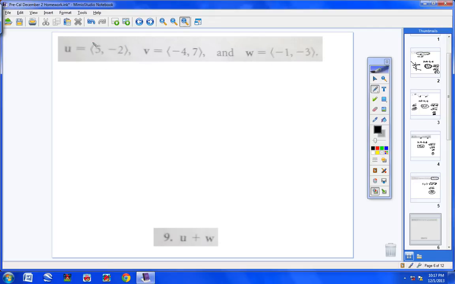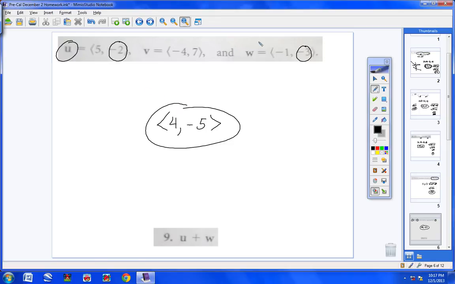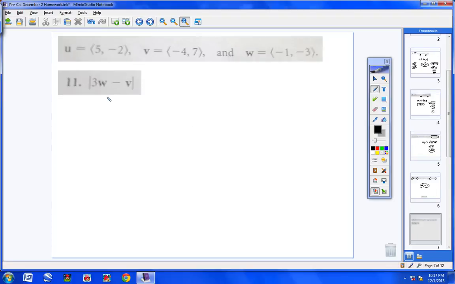So we're going to take 5 plus negative 1. And that would give me 4. And then we're going to take negative 2 plus negative 3, which would be negative 5. So there we go. You did it. We added two vectors, vector u plus vector w. Pretty simple, not too hard. Okay, number 11, we're going to take 3 times w and then minus v.